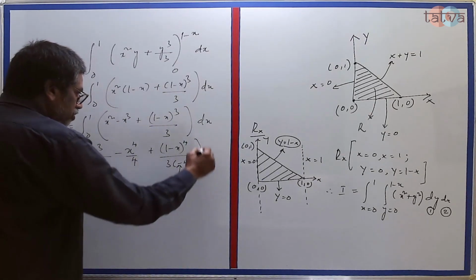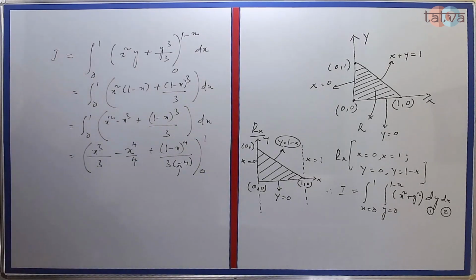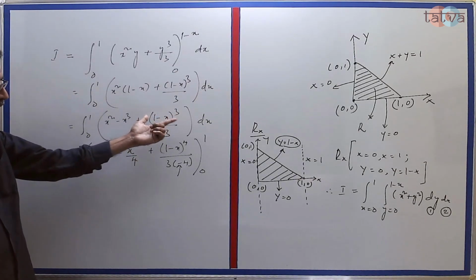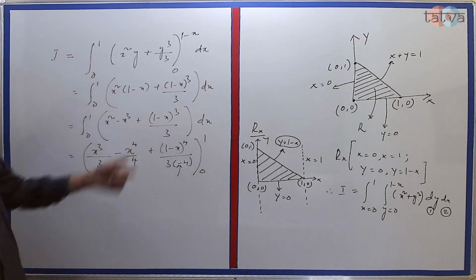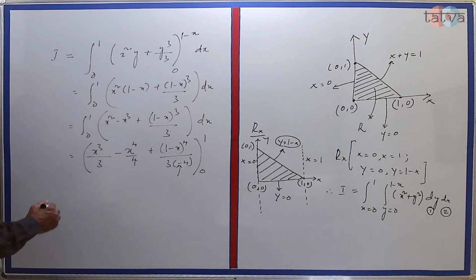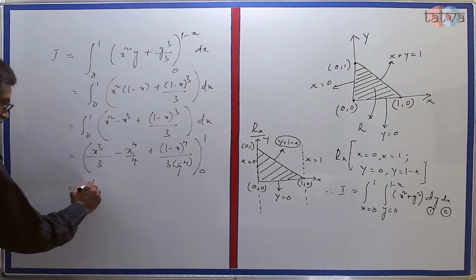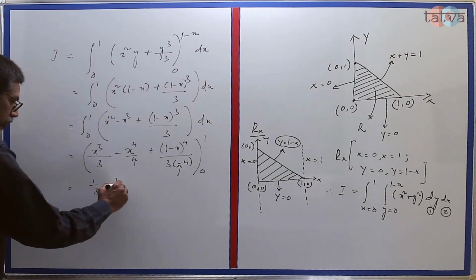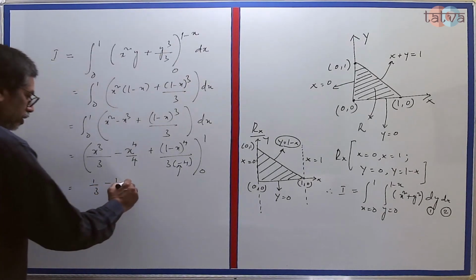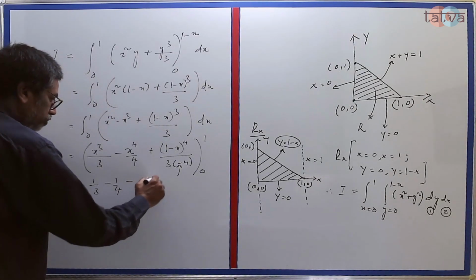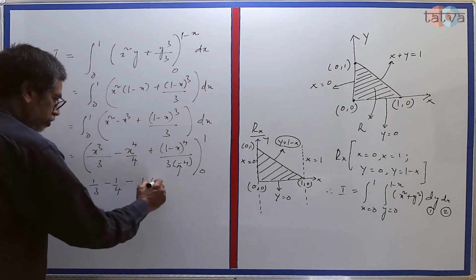from 0 to 1. Of course, you have an option of expanding (1 minus x) whole cube, but that is avoidable because it consumes a lot of space. So let me substitute the limits now. I get 1 by 3 minus 1 by 4 minus 1 by 12 times (1 minus 1), which is 0.